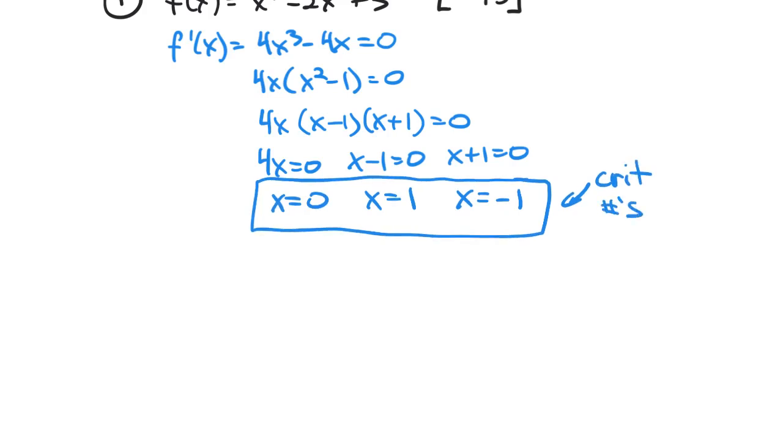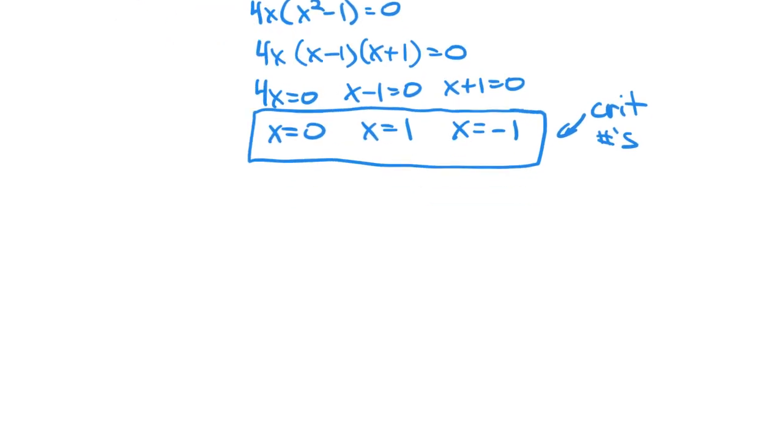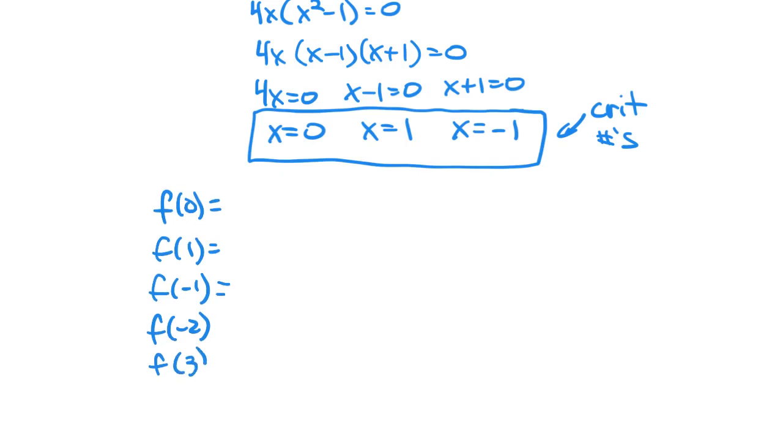What we're going to need to do for sure is check each one of these numbers in the original function, but we also need to check the endpoints. So basically, at this point we look at f of 0, f of 1, f of negative 1. We also need to consider the endpoints, f of negative 2 and f of 3.